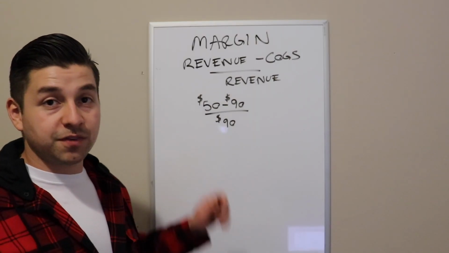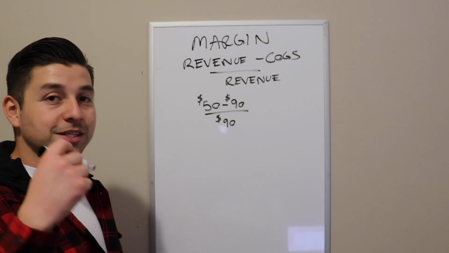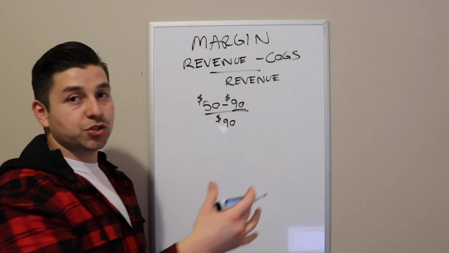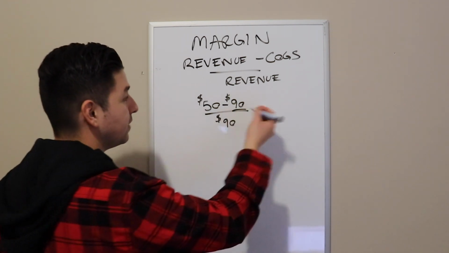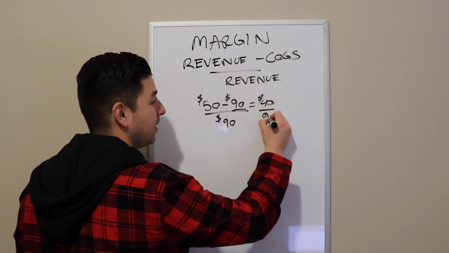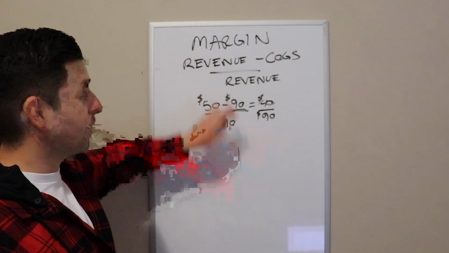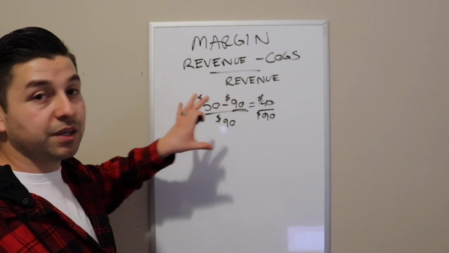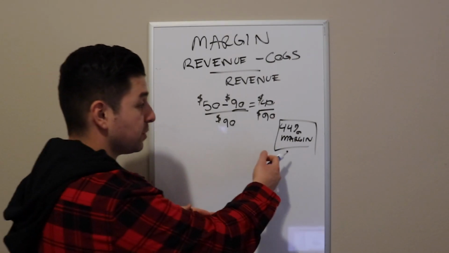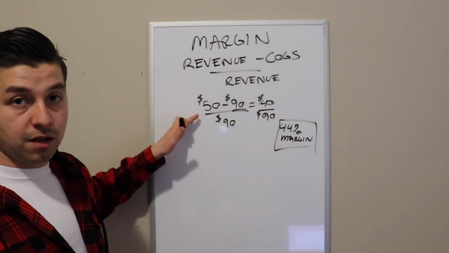So our cost of goods sold is $50, okay? That is what the product cost us to purchase. And we're gonna sell it for $90, okay? This is our revenue. So now you just subtract those two, which would leave us with $40 profit, and we would divide that by our revenue, okay? That is the formula for calculating a margin. So this particular situation would leave us with a 44% profit margin on our cost of goods, which was $50, okay?